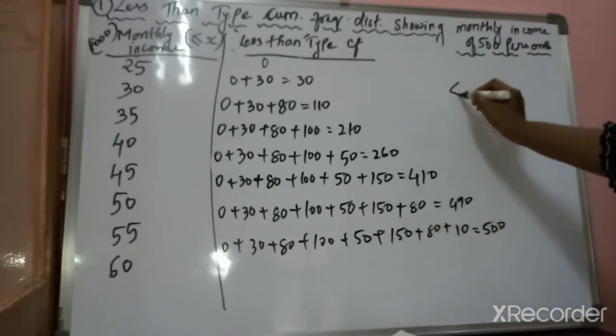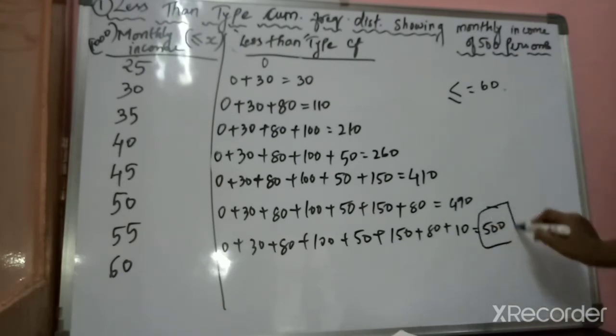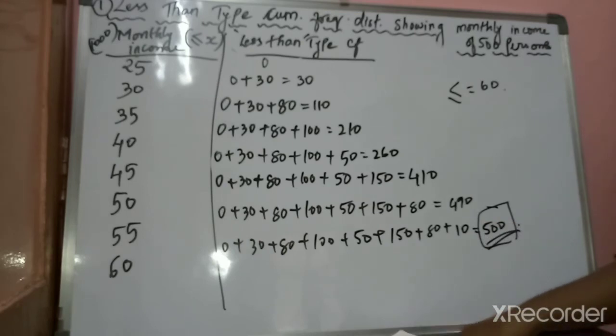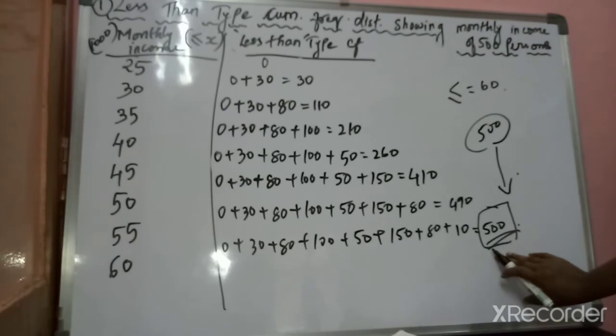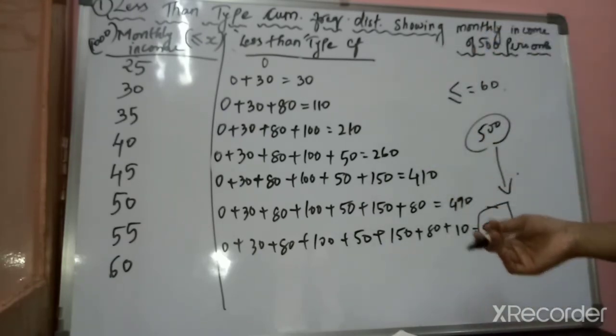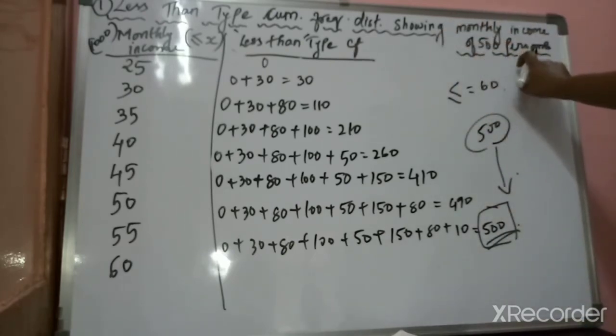Okay, so less than or equal to 60. So in the end, the number would be 500. Okay, the total. So you can cross check in your question also what it has been said, that a frequency distribution of monthly income of 500 persons. So see, 500 persons has come at the end. Clear with this? So this was the less than type cumulative frequency distribution showing the monthly income of 500 persons.